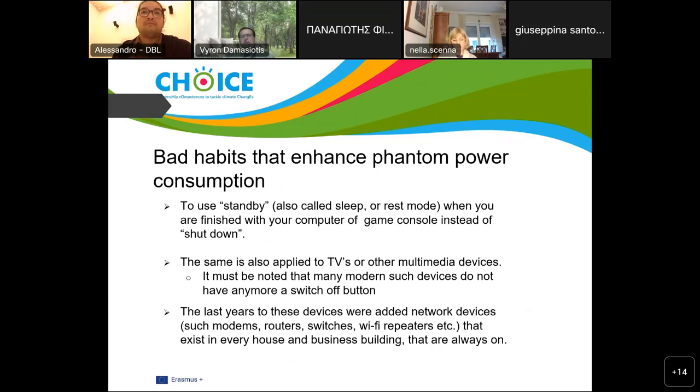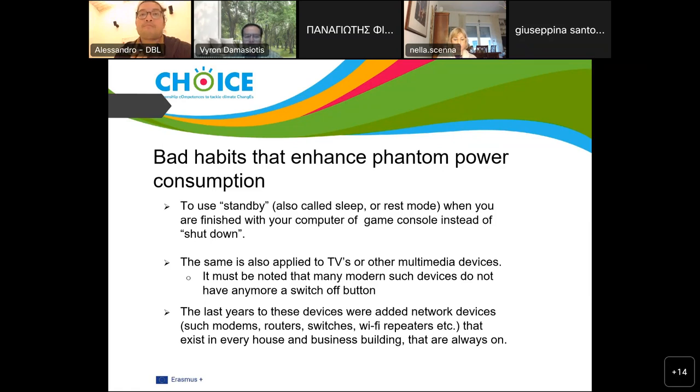Here are some habits that enhance phantom power consumption. One is the use of standby. You can also find it in some devices as sleep mode, such as laptops or computers, or rest mode. Some habits are to put these devices on standby mode when we finish our job with them instead of shutting them down. The same also applies to TVs or other multimedia devices. But here I must note that some modern devices do not have a switch off button, so you can only put them on standby mode.